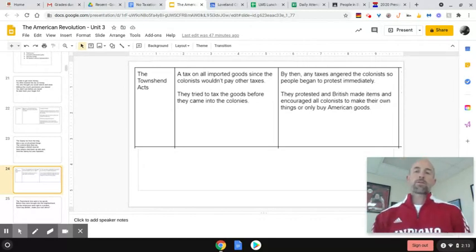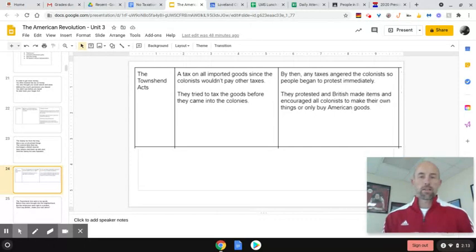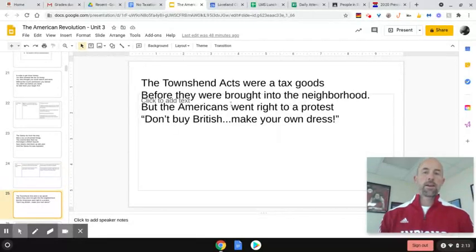And then how did the Americans react? By then, any taxes angered the colonists. People began to protest immediately. I'm sorry, that's supposed to say any. Again, lots of typos. Come on, Burke. They protested any British-made items and encouraged all colonists to make their own things or only buy American goods. All right, that's the last of our acts today.